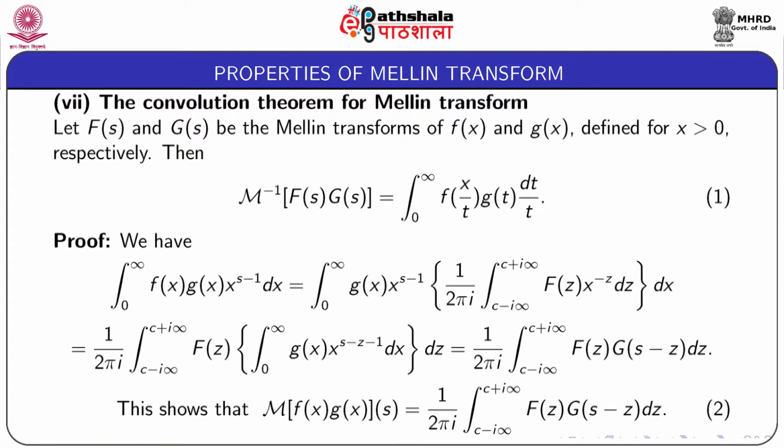In module 2 of chapter 8, so far we have studied some important properties of the Mellin transform. Now, we shall study some more properties. Next we come to the seventh property, which is about the convolution theorem of the Mellin transform. Let F(s) and G(s) be the Mellin transforms of f(x) and g(x) defined for x positive respectively.